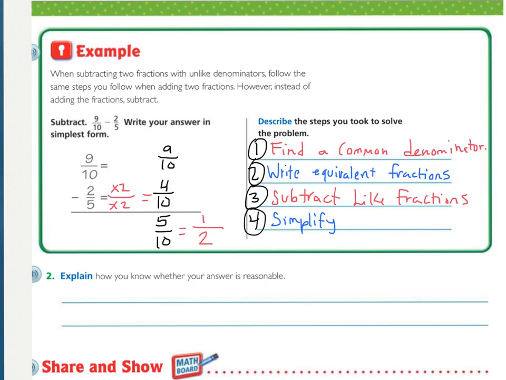Now you need to write a sentence explaining why your answer is reasonable. I very quickly just said if I estimate 1 minus a half equals a half. 9/10 is almost a 1, and 2/5 is almost in the middle between 0 and a half, so I chose to round up to a half.